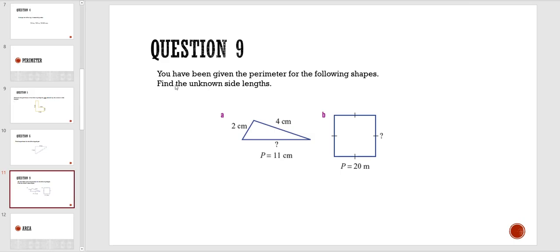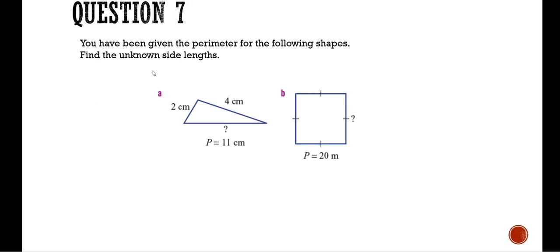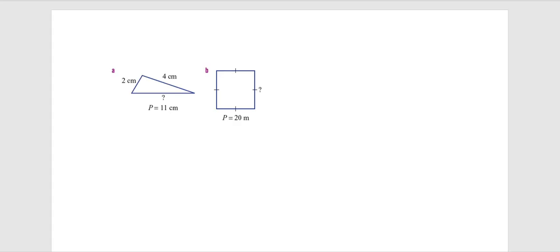Okay, moving on to question 7. Question 7 says, you have been given the perimeter for the following shapes. Find the unknown side lengths. So where the question mark is, they want you to work out what length is that line or side, and what length is that side. Just remember, we are not finding the perimeter. They've told us the perimeter for each of these shapes. Using that information, we can work out an unknown side length.